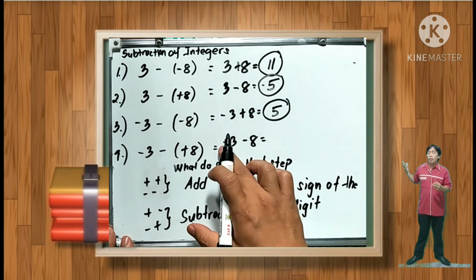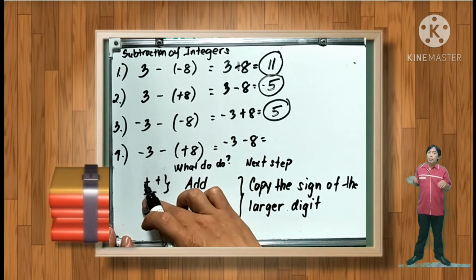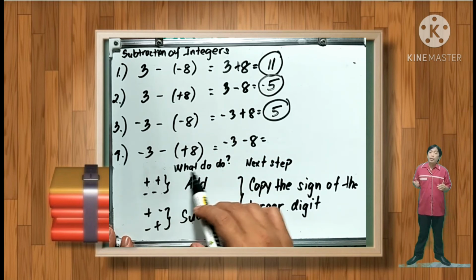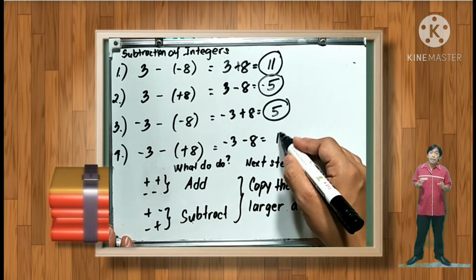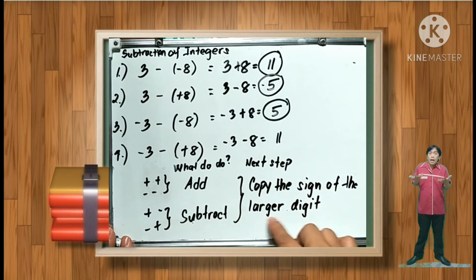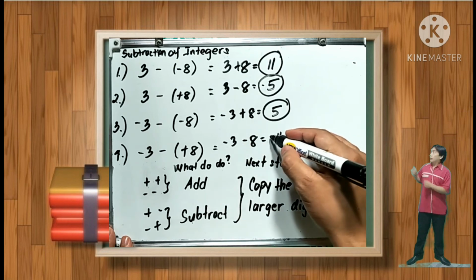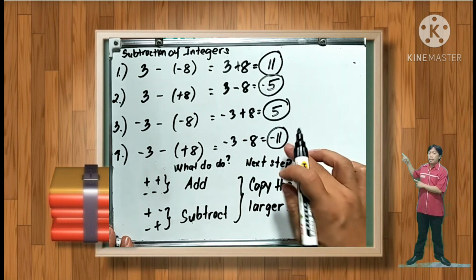And last, we have the negative and negative. Here, it falls here. What to do? We're going to add. So if we add 3 and 8, the answer is 11. Copying the sign of the larger digit, which is negative. So the answer is negative 11.